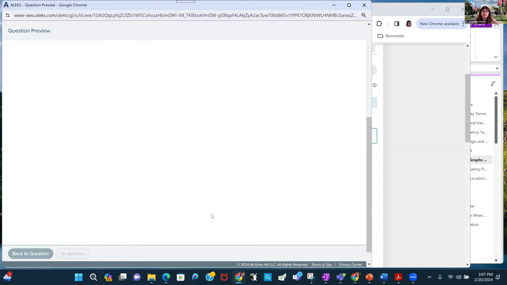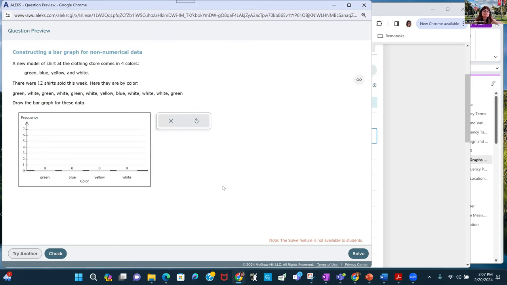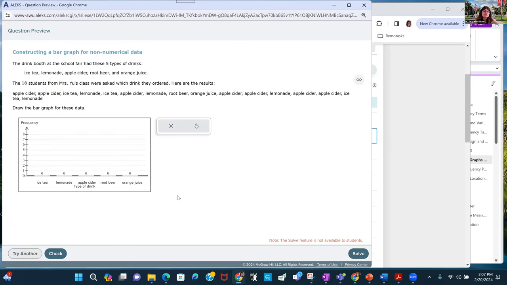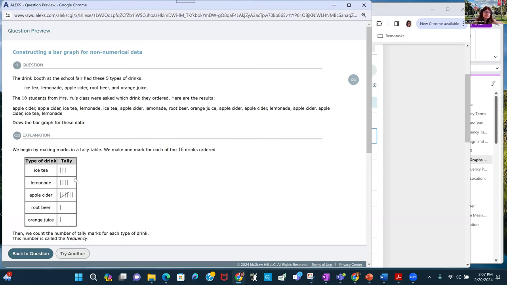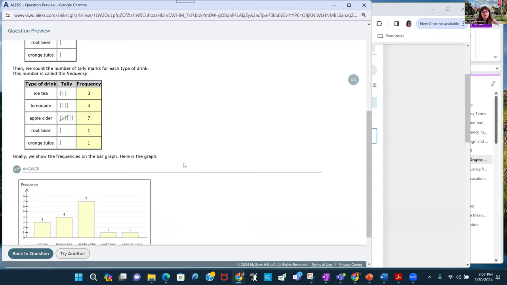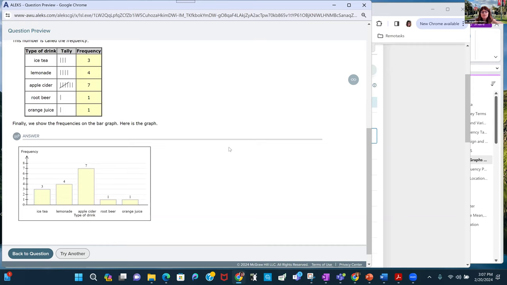I think these are all pretty straightforward, right? Let's just see if there's a different one. The drink booth at the school fair had five types of drinks: iced tea, lemonade, apple cider, root beer, and orange juice. So you can see the five types. And then 16 students, and here they are. So you just want to count those and then pull up the bars. Using a tally chart is fine, et cetera.